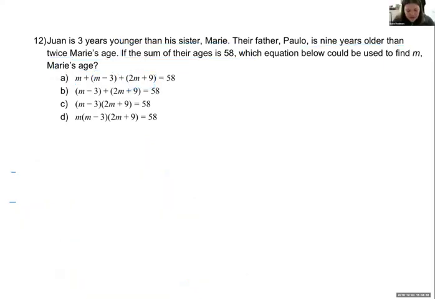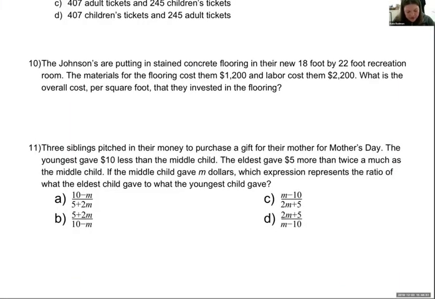Okay, cool. Now this other one, I knew they weren't included because it says which expression represents the ratio of the eldest child to the youngest child. They didn't ask me for the middle child when they asked me to write my answer. So I didn't have the M by itself in that particular one.